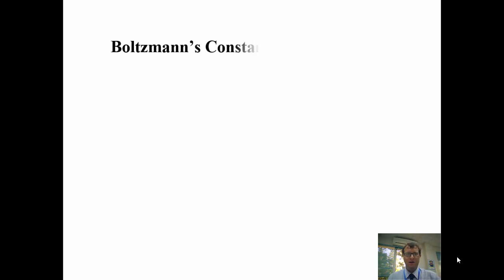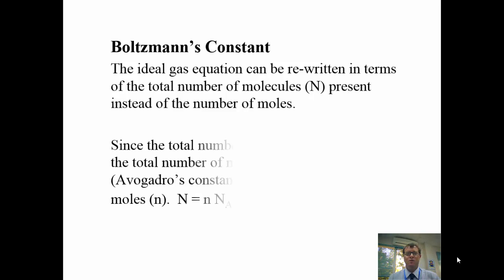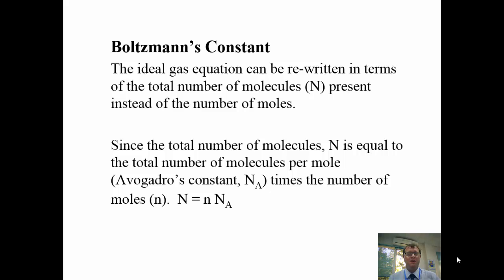One final note here is something about Boltzmann's constant. The ideal gas equation can be rewritten in terms of the total number of molecules present instead of the number of moles. To do this, we have to remember that the number of molecules, N, is equal to the total number of molecules per mole times the number of moles. So this is Avogadro's number multiplied by the number of moles.